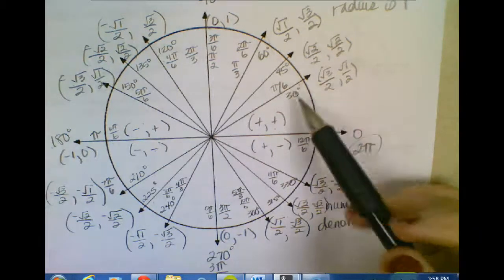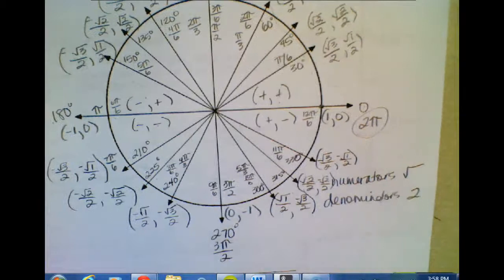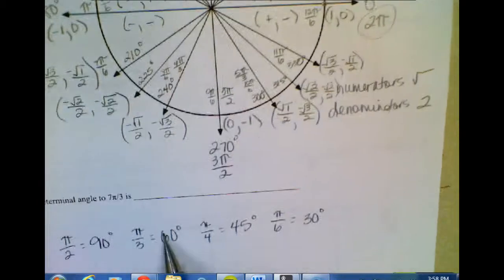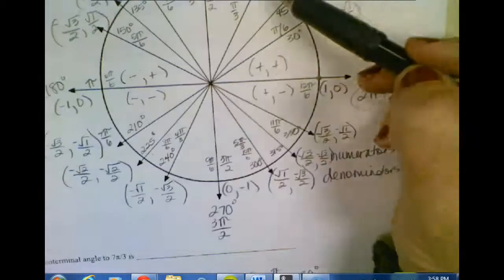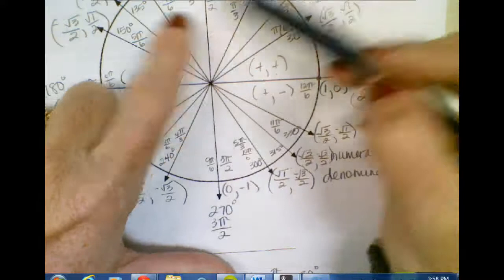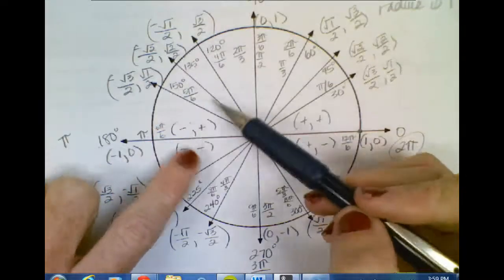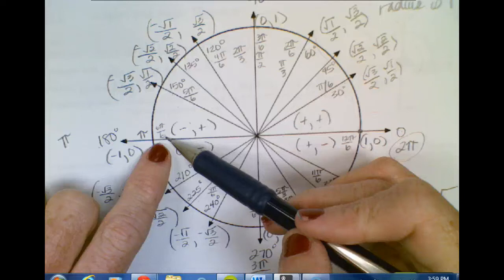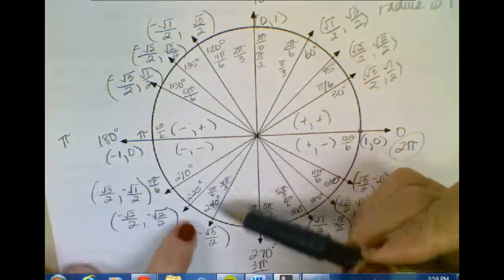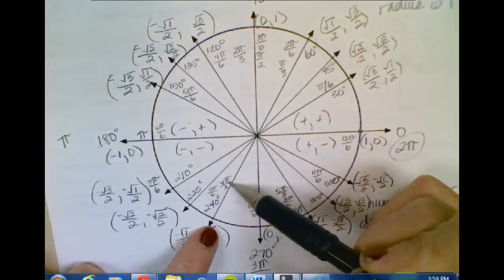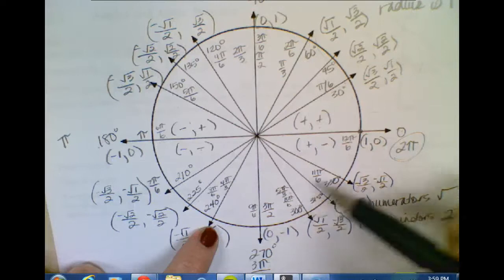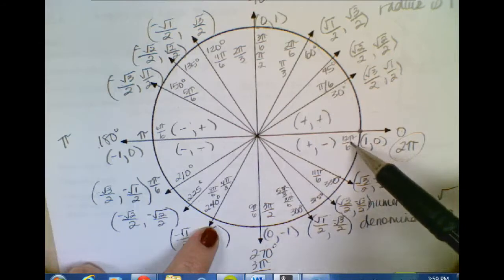So if you want to go around and check now with your pi over thirds, every 60 degrees is pi over 3. So we should be able to count. There's 1, there's 2, there's 3 pi over 3, which would just be pi. There's 4 pi over 3, 5 pi over 3, and 6 pi over 3, which would just be 2 pi.